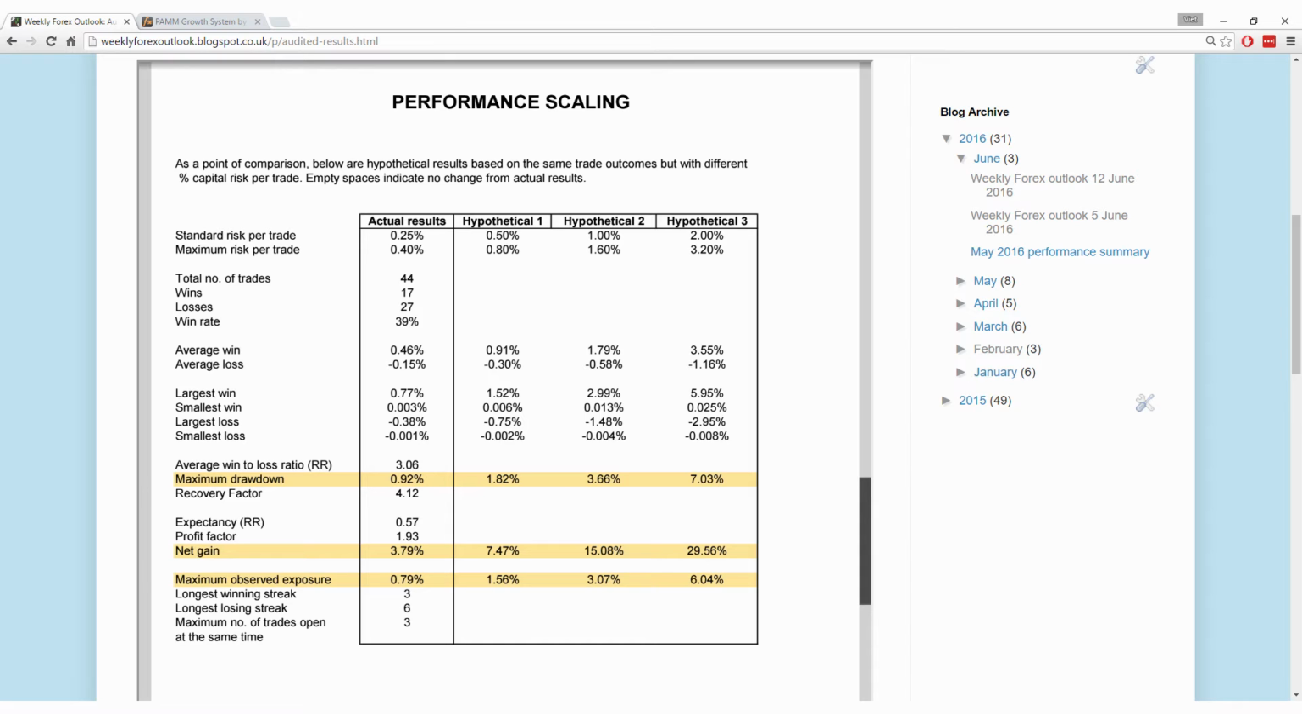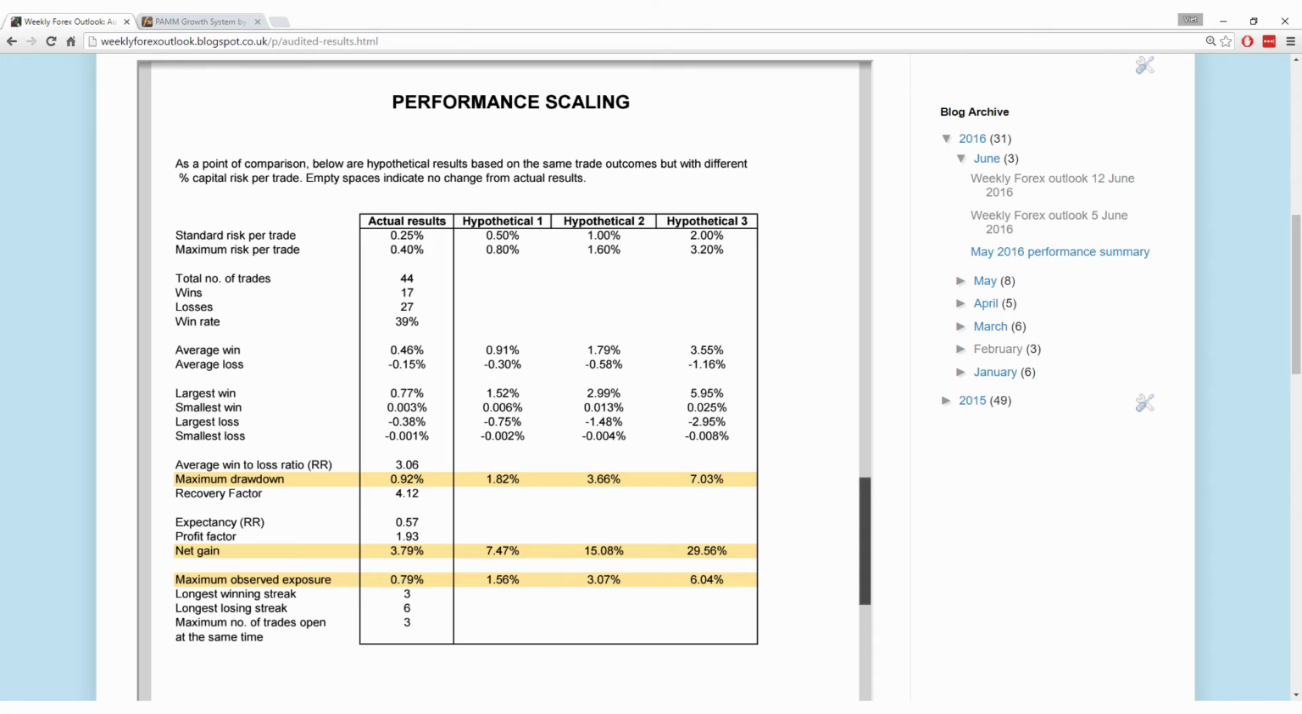If you compare my performance to, say, a typical scenario where a trader would risk 1%, then this is what my result would have been if that had been the case. On a 1% risk, I would have finished the year at just over 15%. Maximum drawdown 3.66, and maximum observed exposure 3.07.